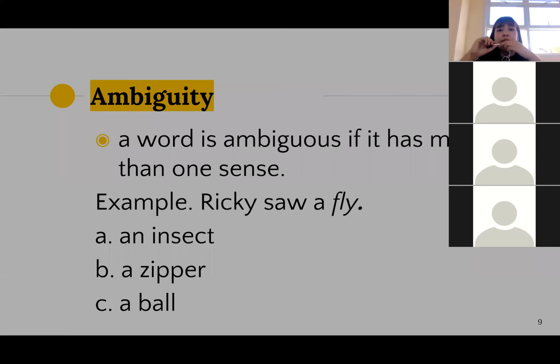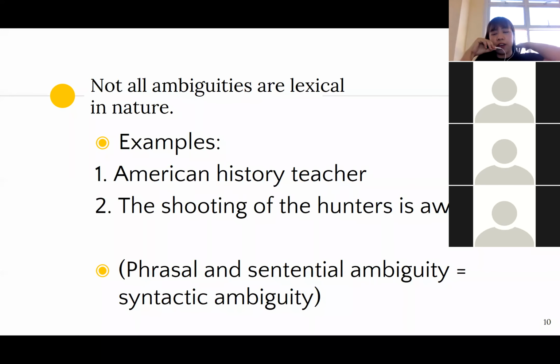So other than that, ambiguities are not limited to lexical level only. So lexical word level, for example, we have number 1 and 2. So we'll have number 1 first. American history teacher. So what kind of interpretations can you get from the phrase American history teacher? So I'll give you a few seconds to formulate your interpretations for number 1, American history teacher. Just unmute or raise your hand lang.